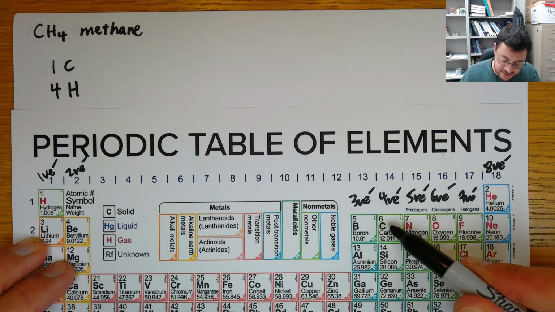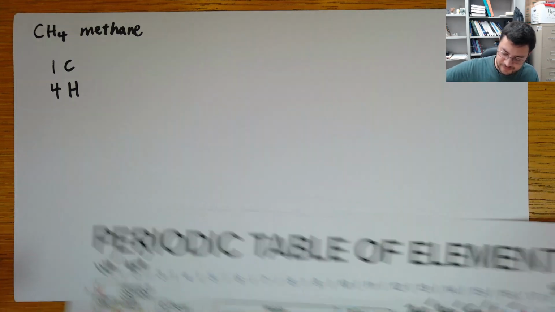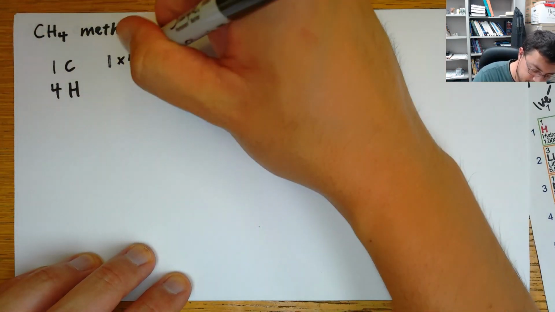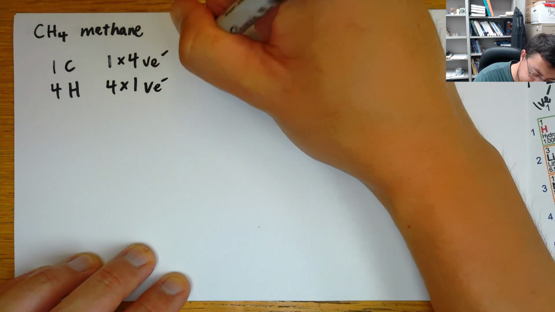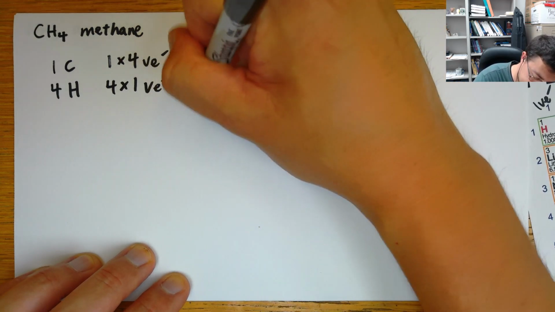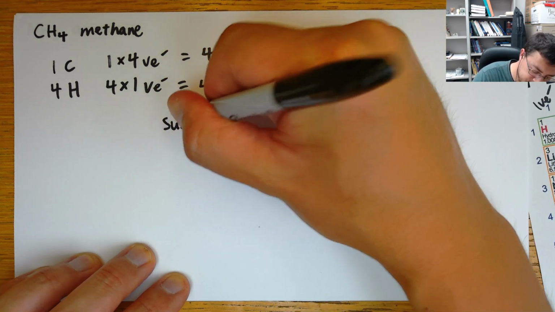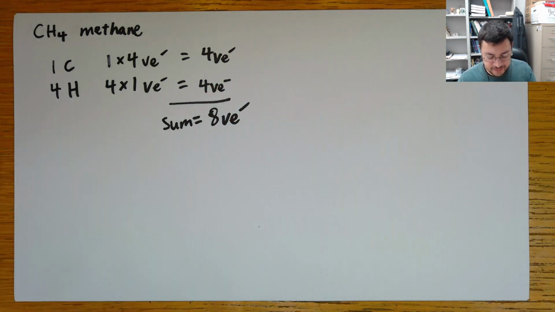We see that carbon is in the 4 valence electron column. Hydrogen is in the 1 valence electron column. So our math would become 1 times 4 and 4 times 1. All right, let's add these together and we're going to get a sum of 8 valence electrons. It's very important that you get your total correct. If your total is wrong, then everything else will get messed up and you'll have the wrong structure.